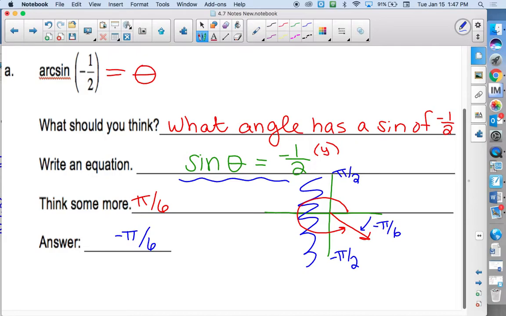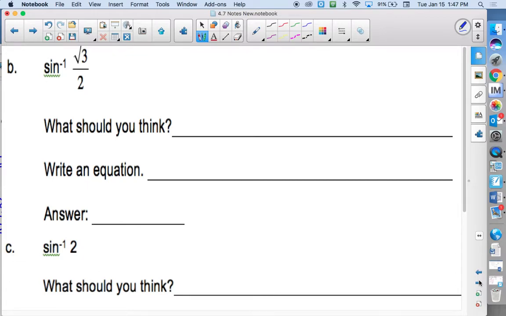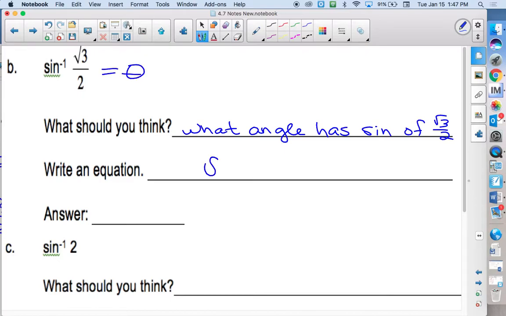So if you look at the second one, there's another one underneath. It uses the inverse notation instead of arc, but it's asking the same question. So what angle has a sine of square root of 3/2? The equation, if you think about this being equal to the angle, would be the sine of some angle equals the square root of 3/2.